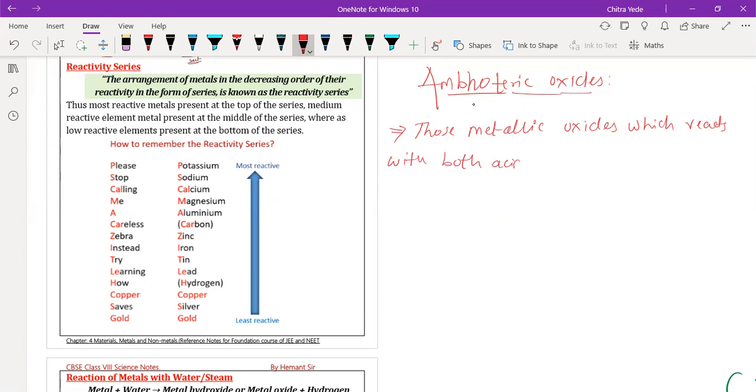Sir, we have already written this. Should we also write once more? No, see, one student asked me to explain one more time, so I'm just explaining, okay.